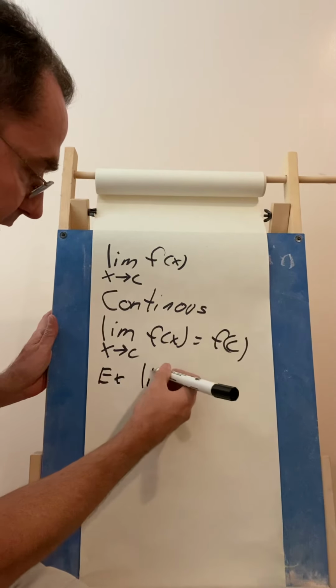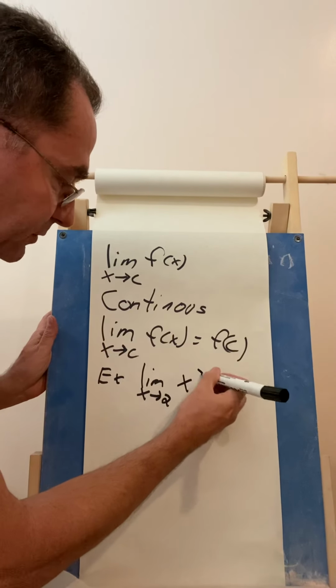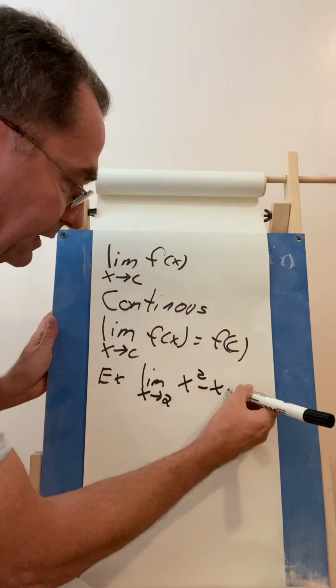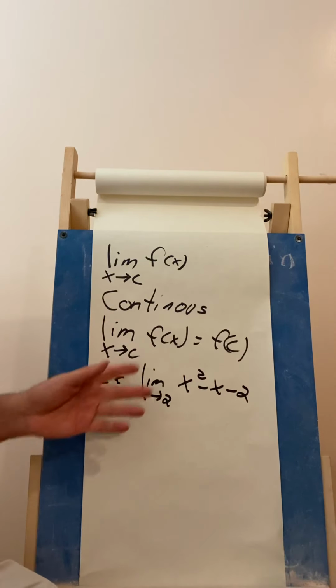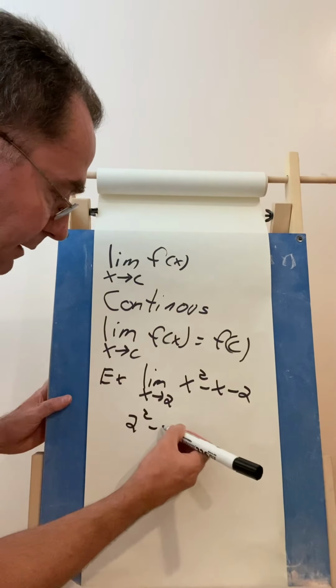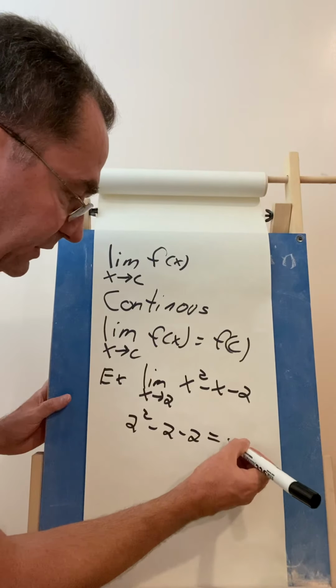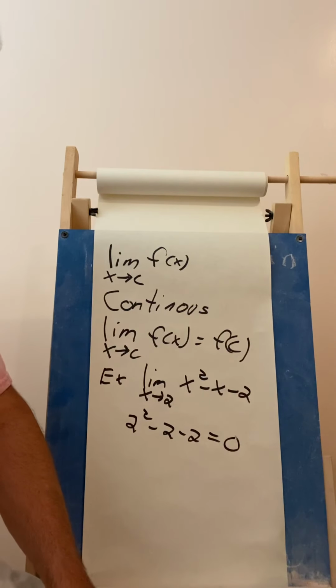if you wanted to know the limit as x approaches 2 of x squared minus x minus 2, you look at that function, oh, that's a quadratic, you know it's continuous, so all you do is you plug the 2 in, and if you plug 2 in, you get 2 squared minus 2 minus 2, which is in fact 0. So the function is equal to 0 at that point, and so is the limit. So the very first step is just plug it in.